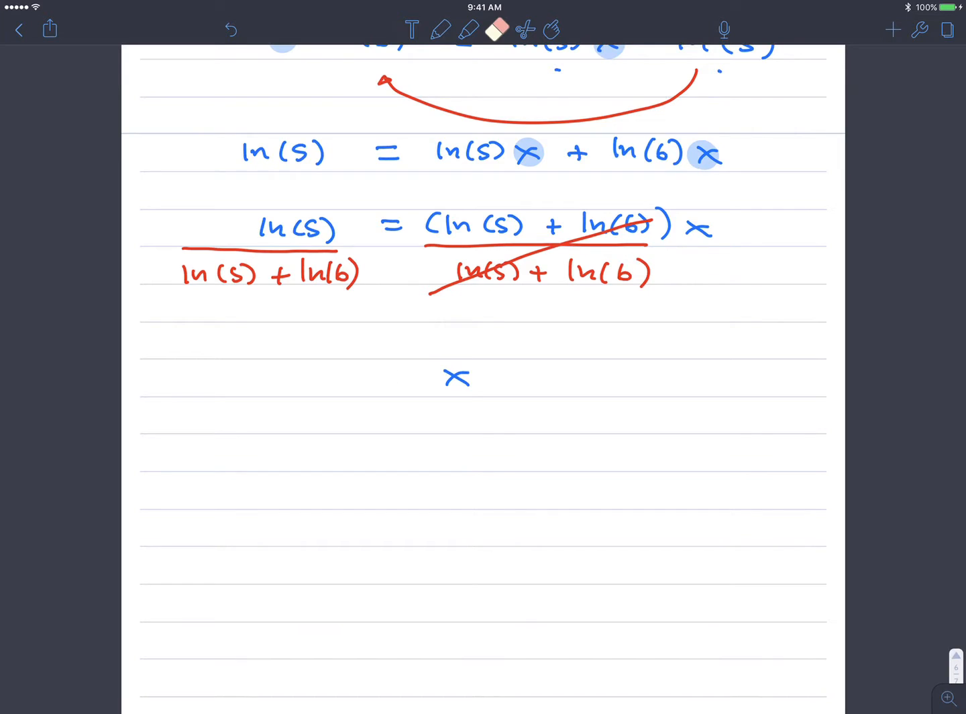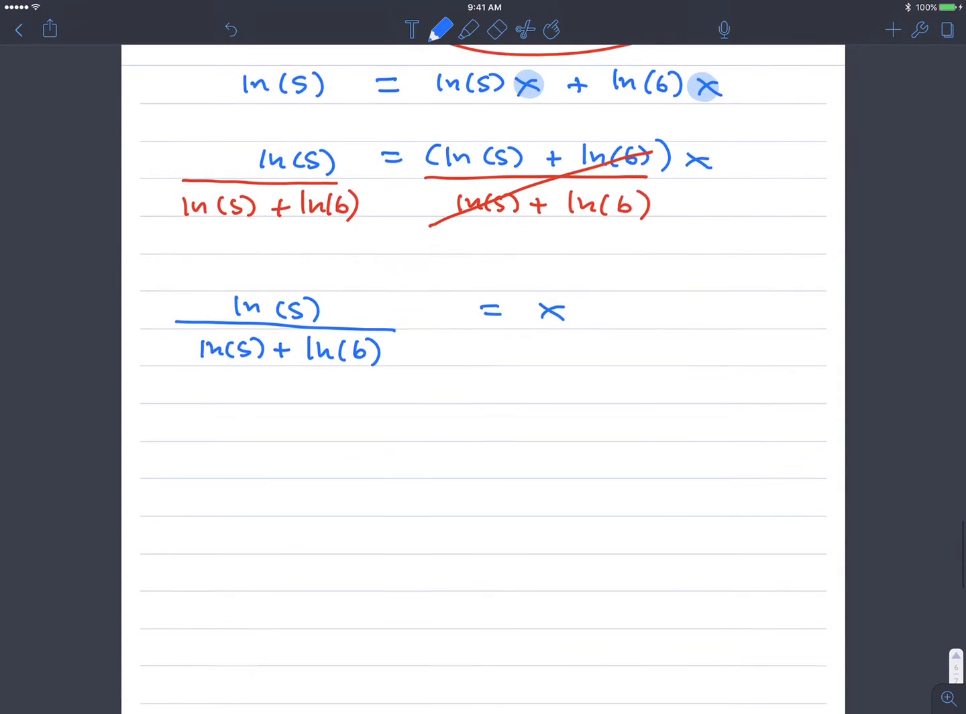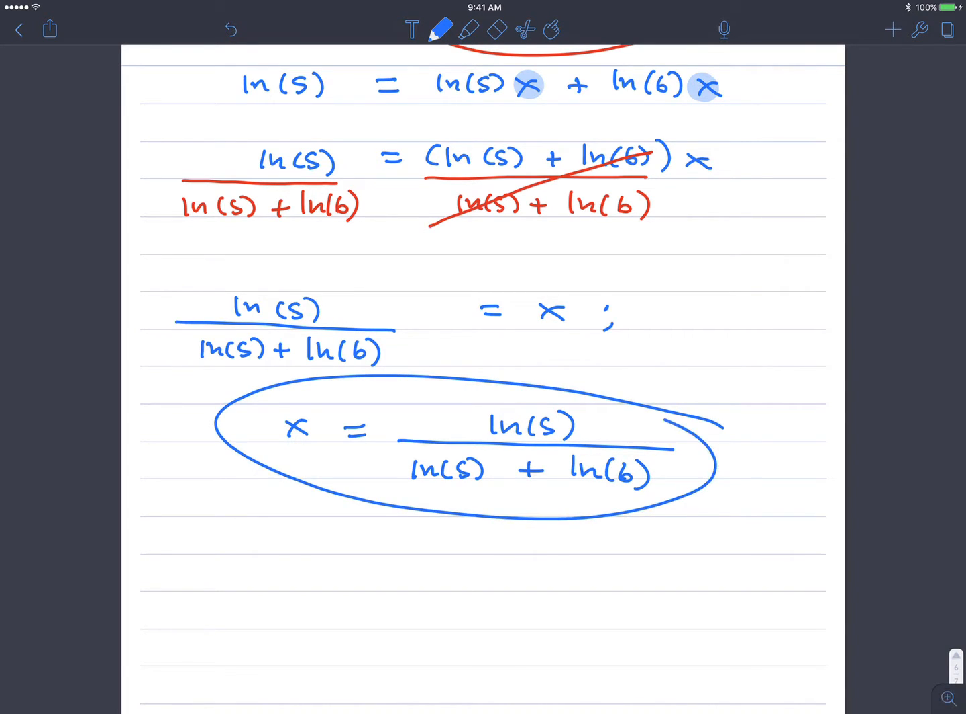Let's see if we can make some more space. And on the left hand side we get natural log 5 over natural log 5 plus natural log of 6. And we can describe it as x equals, again, we just simply put our x on the left if that makes you feel better. Sometimes people like to see that. Here is our solution.